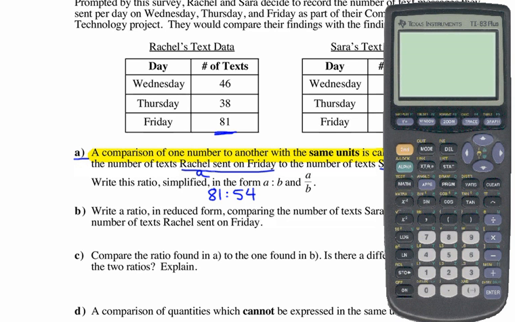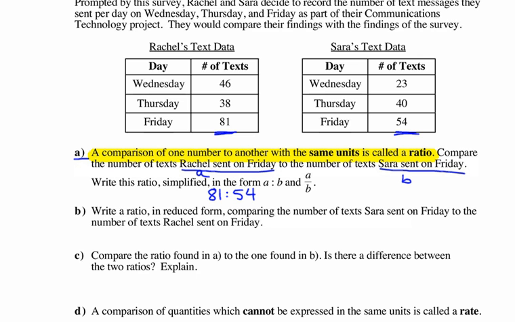Now, if we want to reduce our fraction, the easiest way is with our calculators. Another way to think of it is that 9 will go into 81 and 54, so we'll divide both by 9. Otherwise, we can just use our calculator. 81 divided by 54, math, enter, enter, and that's 3 to 2. So we can write it as 3 to 2 or 3 over 2. For every 3 Rachel sent, Sarah would send 2.